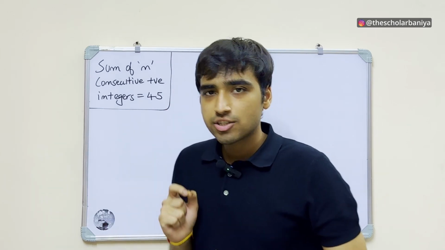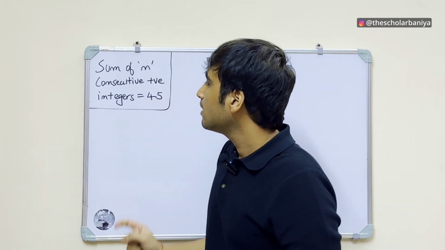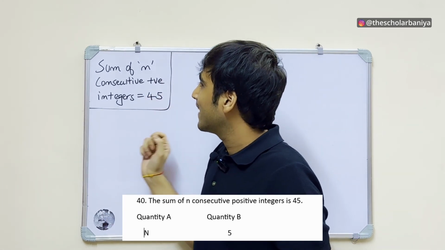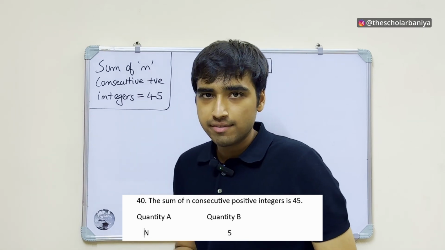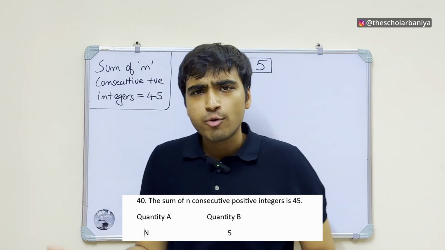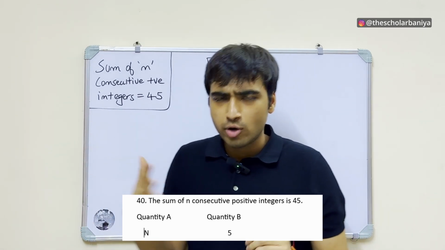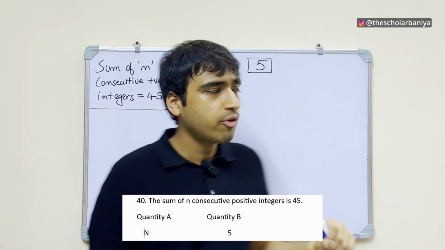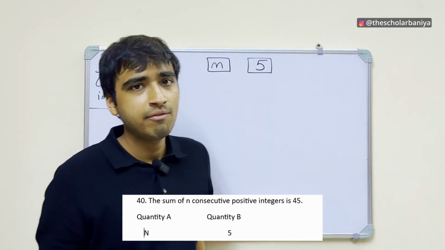So let's move on to the next question, guys. In this question, we are given that the sum of n consecutive positive integers is 45. So n consecutive positive integers, maybe 2, maybe 3, maybe whatever, that sum is 45, and we have to compare n with 5, right?